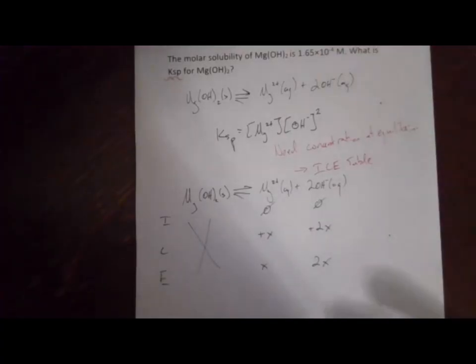And so what we can do with that is we can take those and plug those expressions in for KSP, right? Because this tells us that the concentration of my magnesium is x and the concentration of hydroxide is 2x. Okay? And so we could plug them in, and we would get that KSP is equal to the x right here, and then 2x squared.